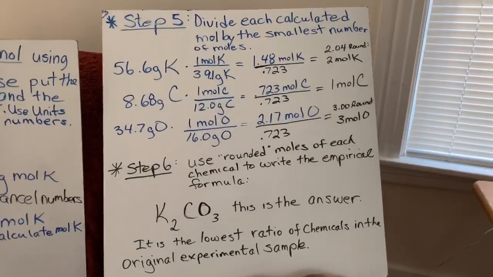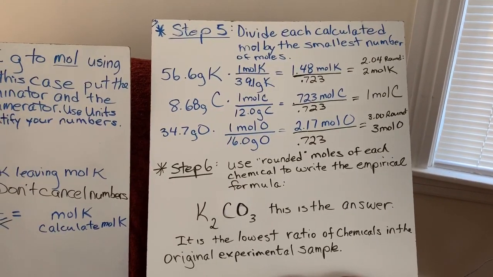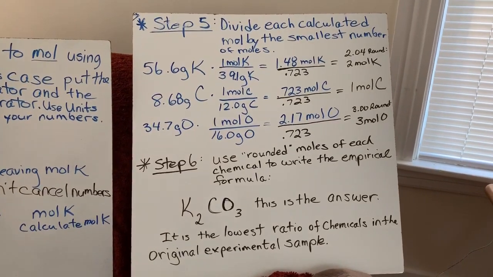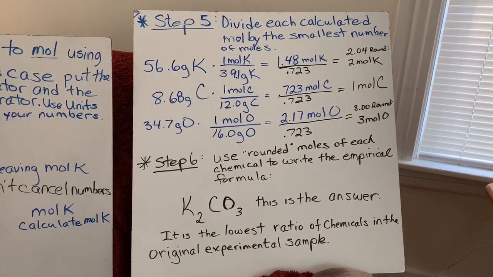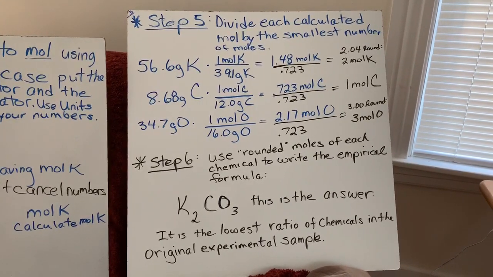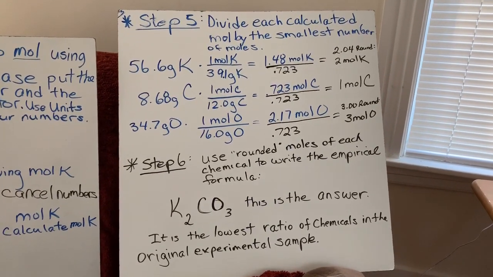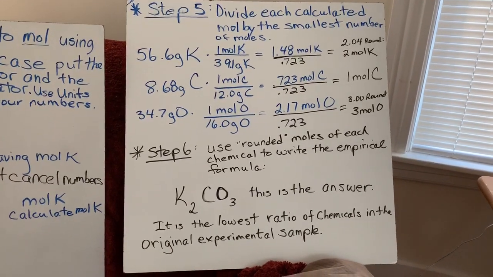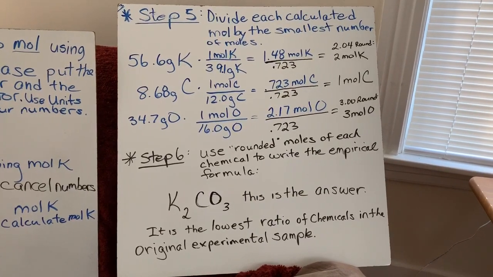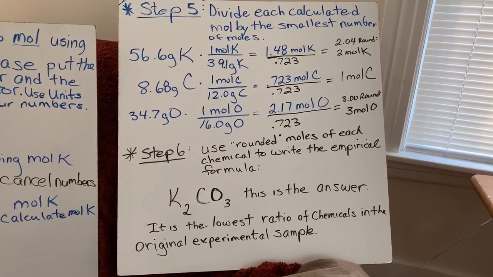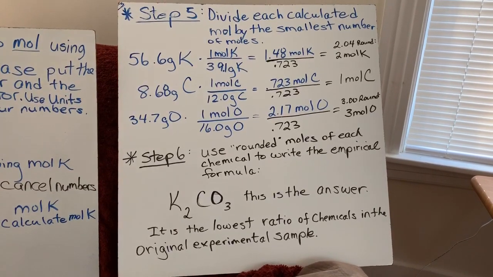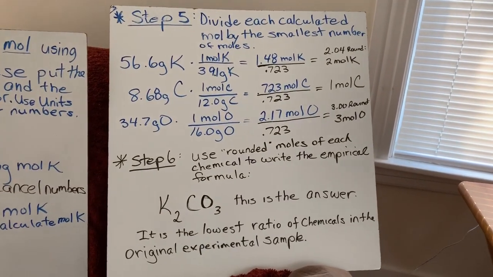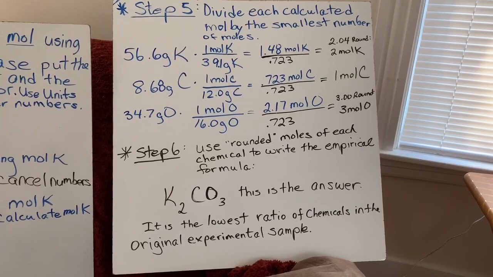Well, here we go. Step 5. Divide each calculated number of moles by the smallest number of moles that you calculated. So when this was calculated, 0.723, which was the number of moles for carbon, that was our smallest number. We had 1.48 moles potassium, 0.723 moles carbon, 2.17 moles oxygen.